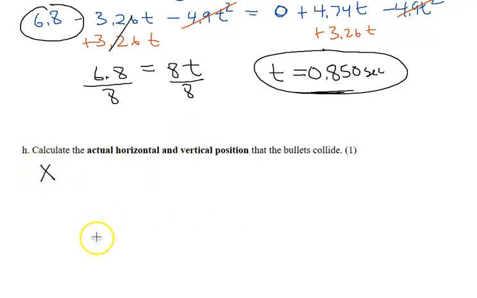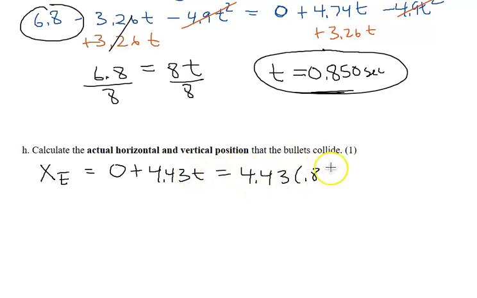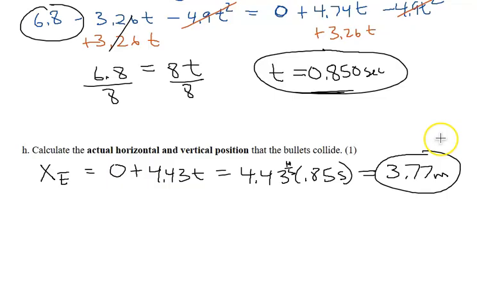So the horizontal location of Emma is 0 plus 4.43t. So that's 4.43 times 0.85, because that's meters per second times that many seconds, which is going to give us meters. So again, I hope you figured that out in physics. I want you to check your work.